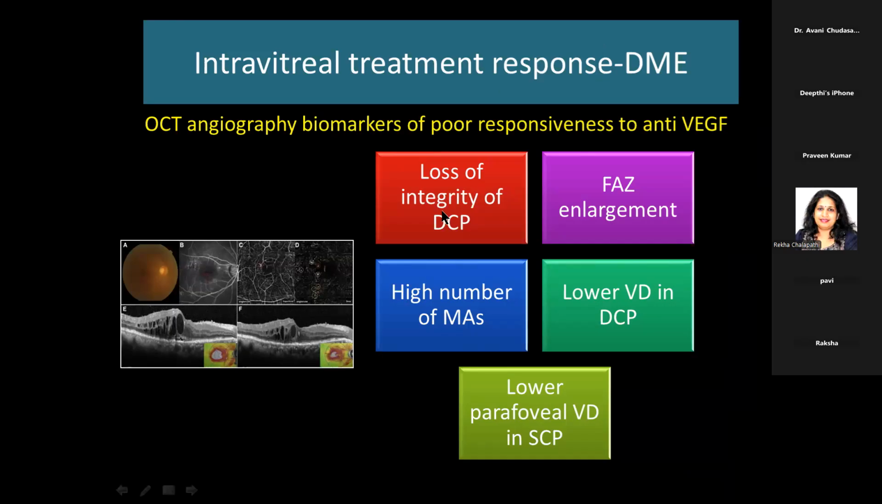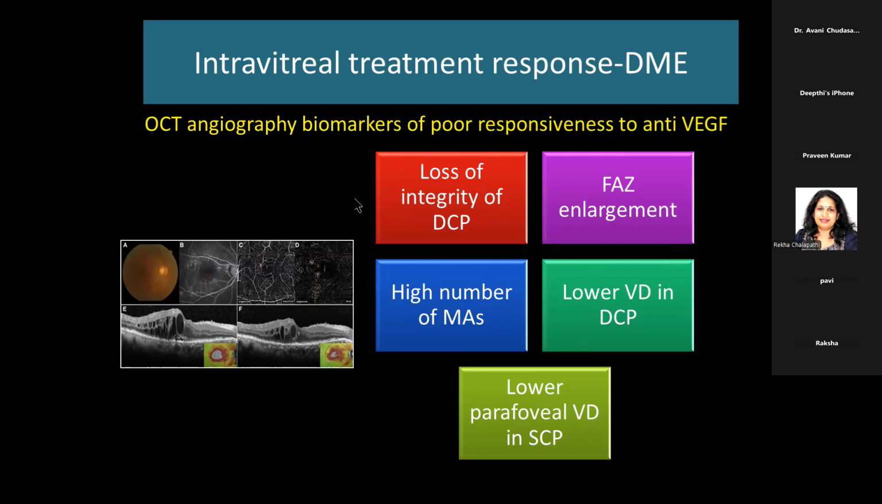If you see a loss of integrity in the deep capillary plexus, as I told before, if you see an FAZ enlargement, if you see a higher number of microaneurysms, if you see a lower vessel density, especially in the deep capillary plexus, if you see a lower parafoveal vessel density in the superficial capillary plexus, these are the 4 or 5 parameters which show that the patient may have a suboptimal or non-response to anti-VEGF. So you need to monitor all these factors. If you see them pre-treatment, you can tell the patient they may not respond optimally to anti-VEGF treatment.